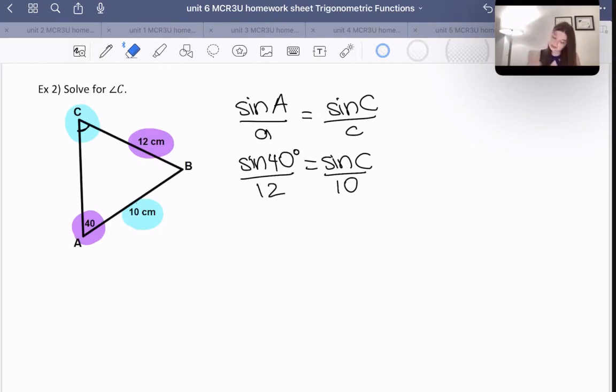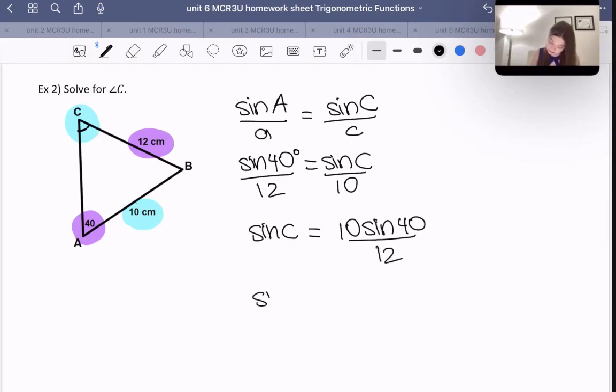So now I'm going to just move this 10 up so that I can get sine C is equal to 10 sine 40 over 12. Now I'm going to simplify my right side a bit further. I'm going to type into my calculator 10 times sine 40 equals divided by 12 equals. And that is 0.535656, etc. I'll leave it like that, but it's actually 0.535656341, and then some other stuff probably as well.